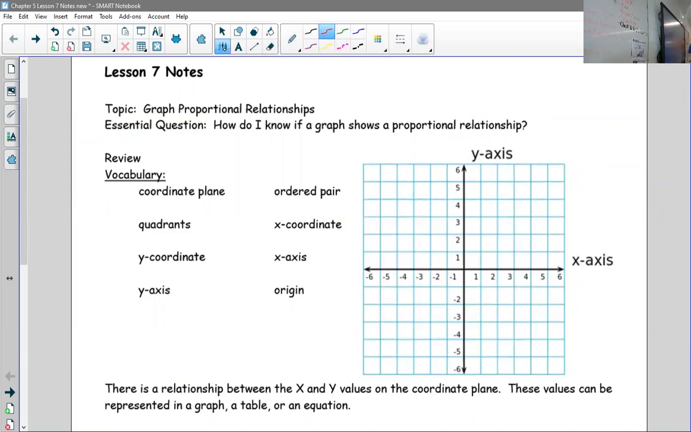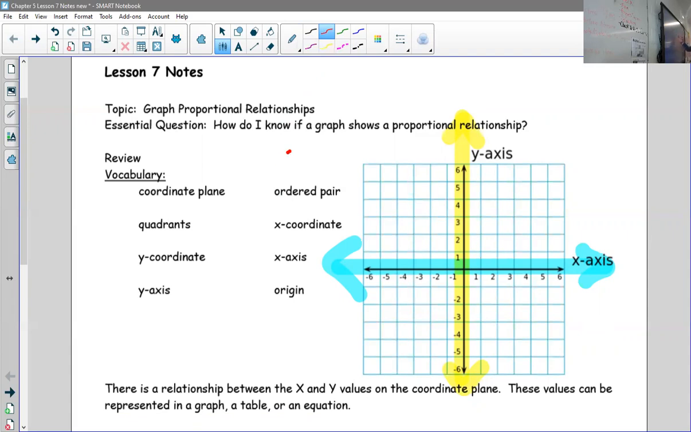And let's talk about the y-coordinate. The y-coordinate is the value that you get on your ordered pair on the y-axis, and your x-coordinate is the value that you have on your x-axis. So your x-axis is here, it's horizontal, and the y-axis is here, it's vertical.